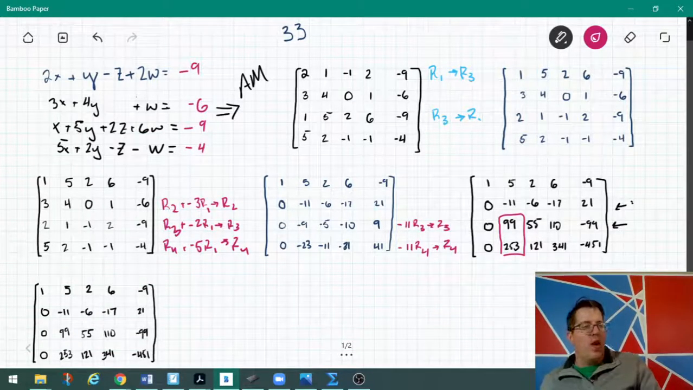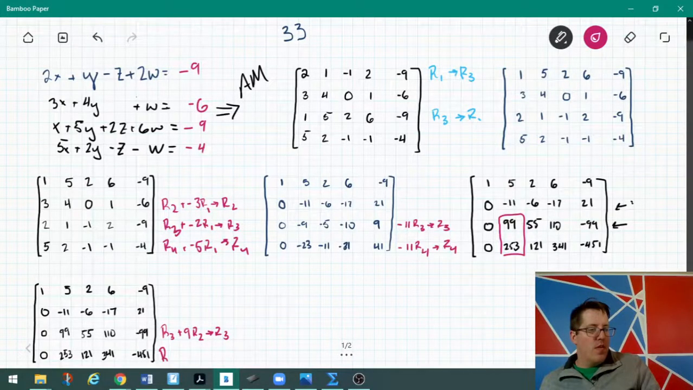All right, so I am going to take row 3 and I'm going to add 9 times row 2, and that's going to be my new row 3. So I'll have 99 and -99. And then I'm going to take row 4 and I'm going to add 23 times row 2, and that's going to be my new row 4. 23 times 11 is 253.